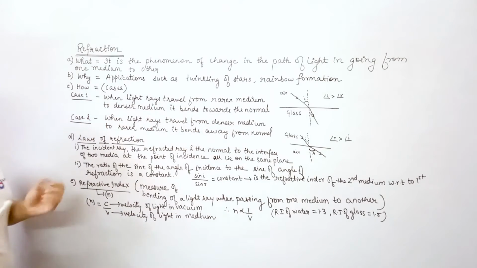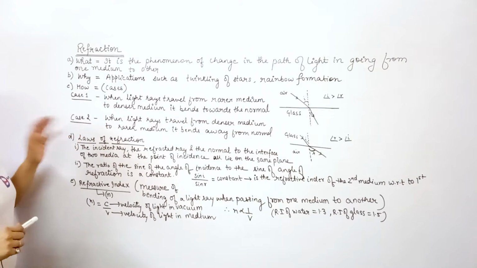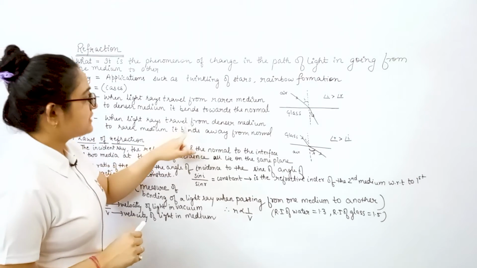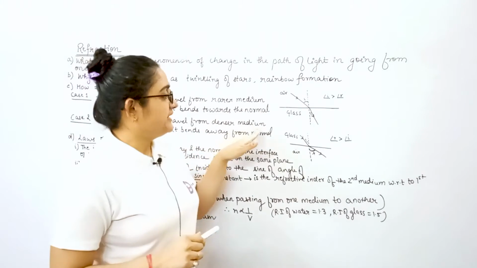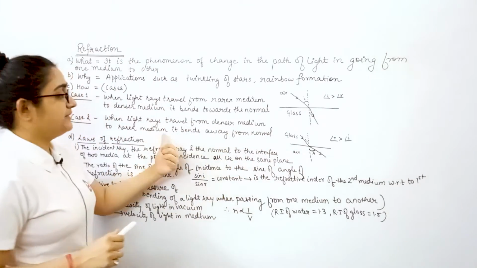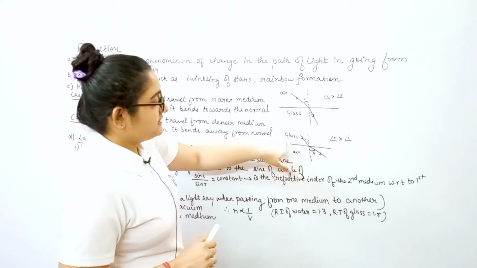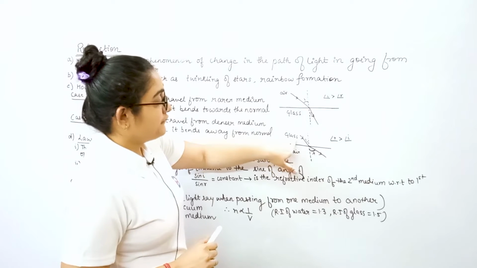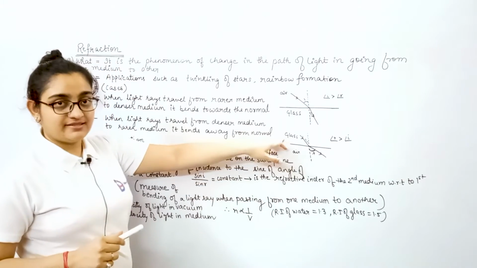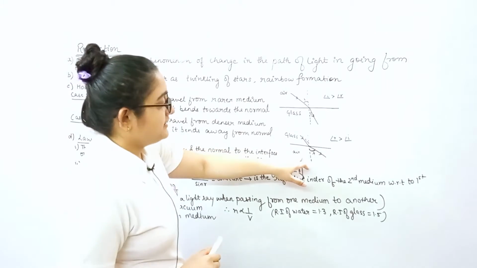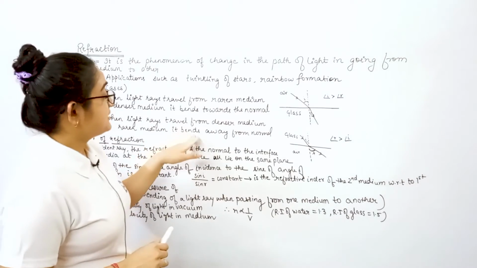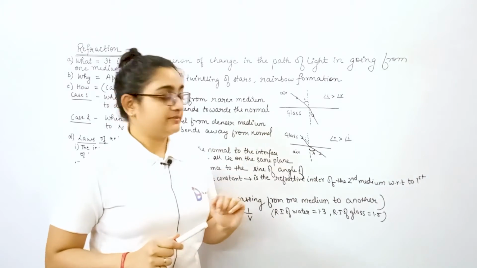Fine. Okay. Moving to the second case over here. When light rays travel from a denser medium, now the case is opposite, from a denser medium to a rarer medium. So as you can see over here, now it is from denser to rarer. So glass is denser and air is rarer. It bends away from the normal.